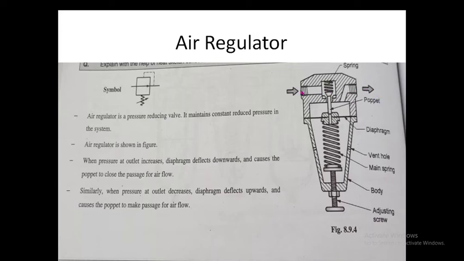And when this inlet pressure decreases again, then this diaphragm moves in the upward direction.